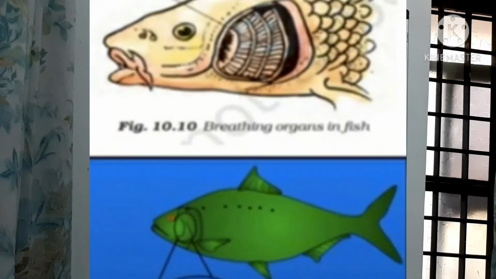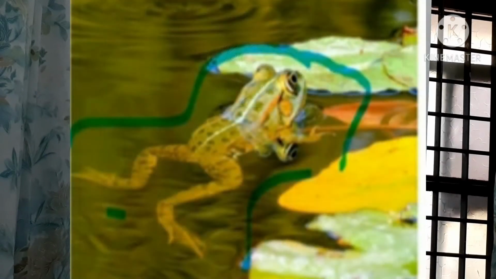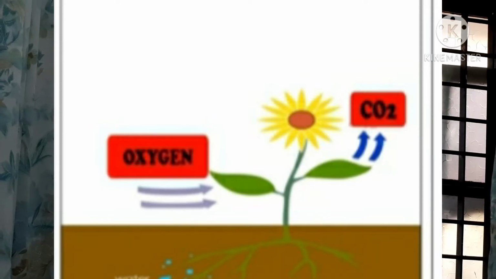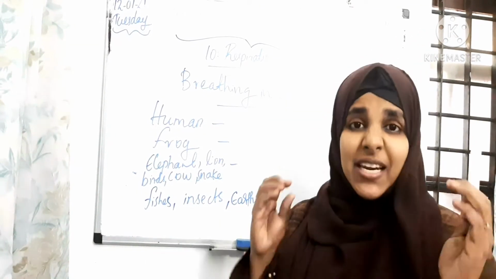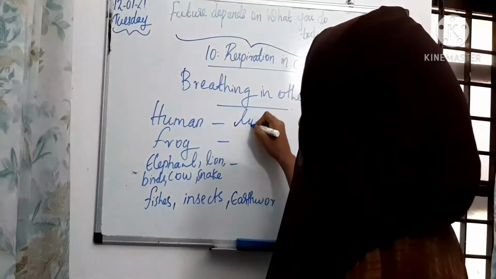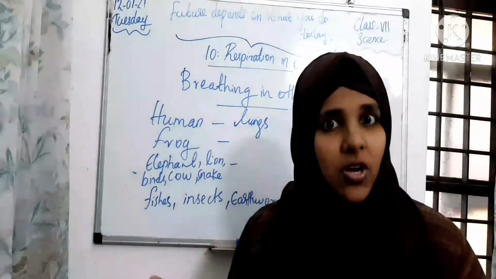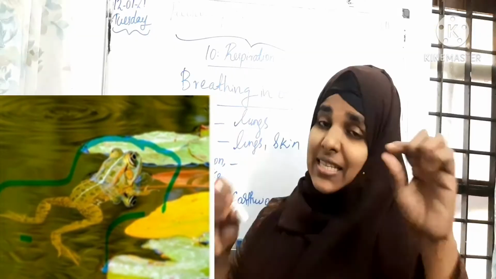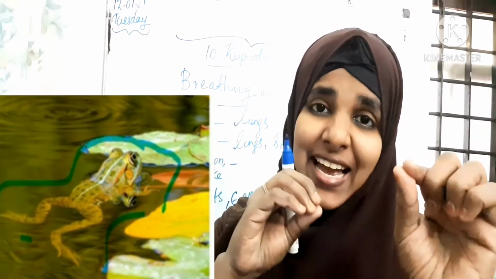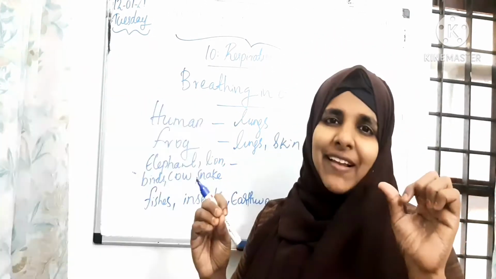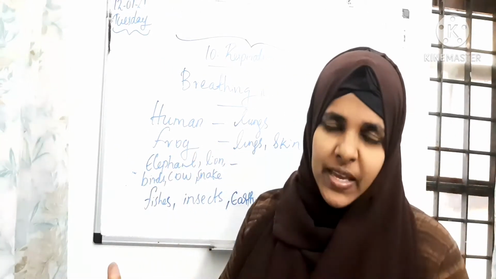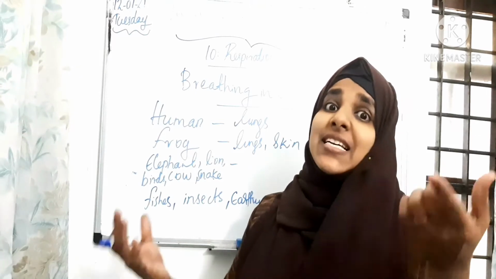Do you know, children, different organisms possess different organs for the exchange of gases like carbon dioxide and oxygen for respiration. Let's check that. So, students, in humans, the main respiratory organ is the lungs, right? What about the frog? In frogs, lungs and skin. Why skin? The skin of a frog is very moist and slimy. We can feel that. So they can breathe through the skin like the earthworm. Earthworms also breathe through their skin.